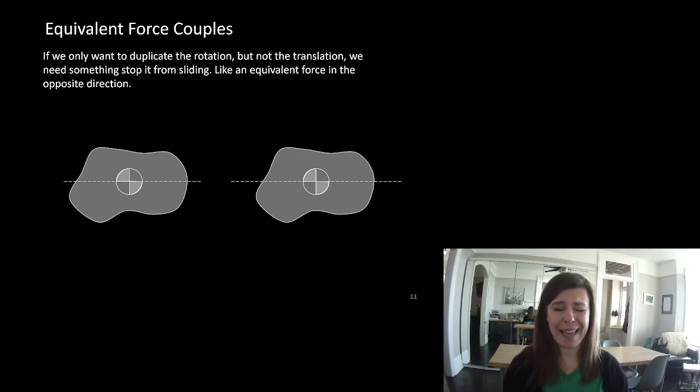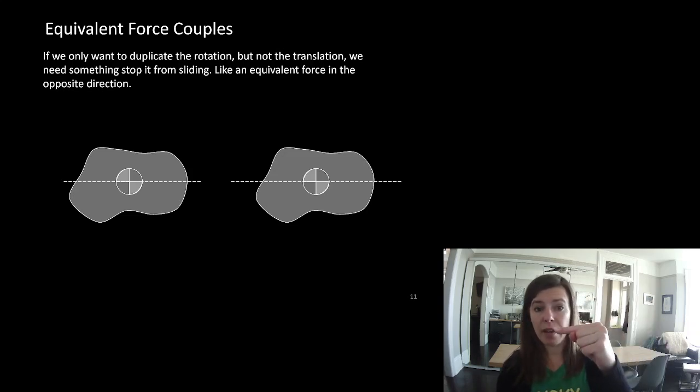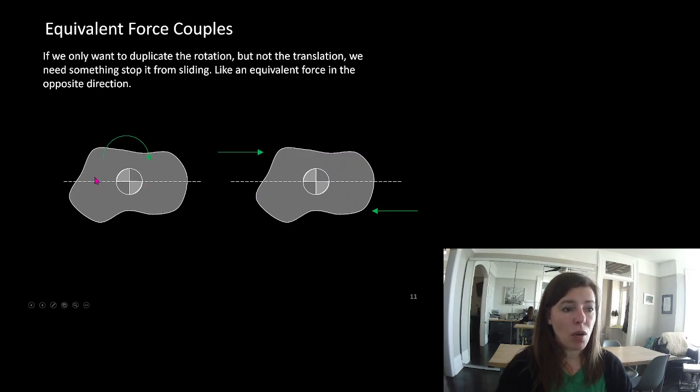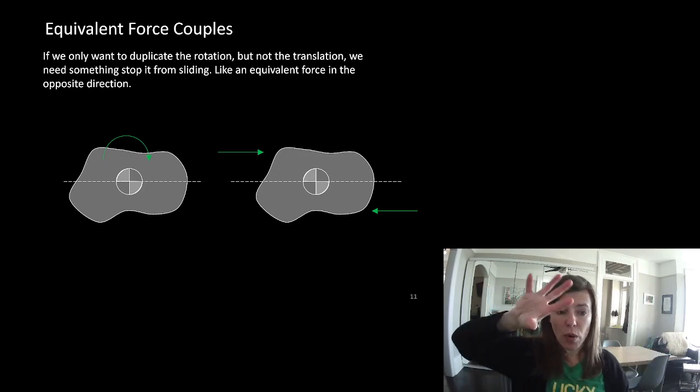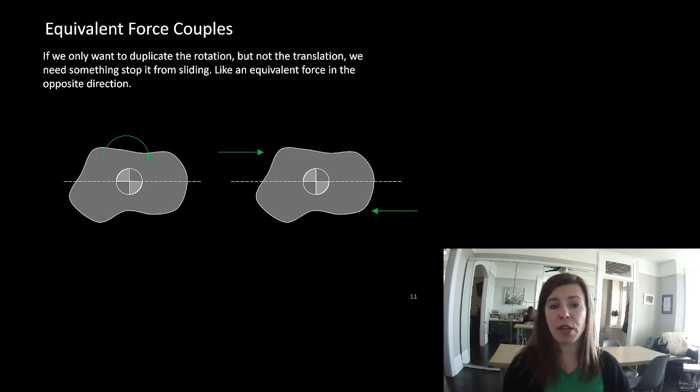What if we only wanted to duplicate the rotation, but not the sliding? What if we wanted to stop that thing from sliding? We only want to talk about rotation, so we want rotation but not translation. We need something to stop it from sliding, like an equivalent force in the opposite direction. Remember, when we had a force pushing this way, to stop the object from sliding, we needed an equal and opposite force pushing in the other direction. So if we had a moment causing this to spin but not slide, take a look at this. This force is trying to push it this way, and this force is trying to push it the other way. They're going to stop each other. This force is causing it to spin in this direction, and this force is causing it to spin in the same direction. So both forces are causing it to spin in that direction, but they're stopping the object from sliding.